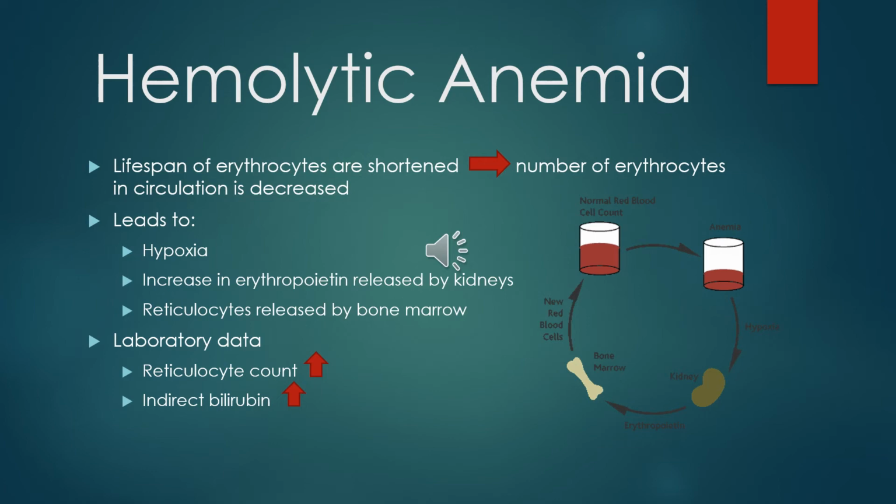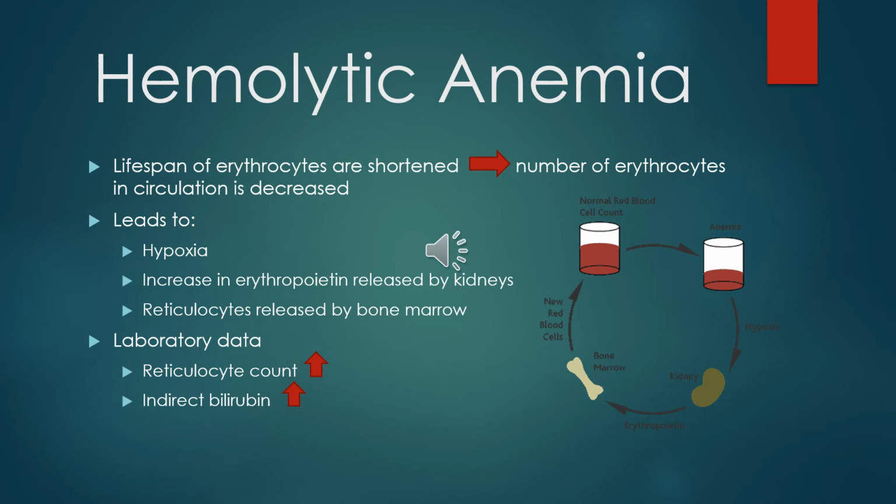As mentioned previously, hemolytic anemia results from the premature destruction of the red blood cells. When this occurs, the lifespan of the erythrocytes is shortened, leading to a decrease in the amount of red blood cells in the circulatory system. With a decrease in the number of erythrocytes in the body, a client often suffers from hypoxia. So what happens is the low levels of O2 stimulate the kidneys to increase the erythropoietin, which causes the bone marrow to compensate by releasing premature red blood cells, also known as reticulocytes.